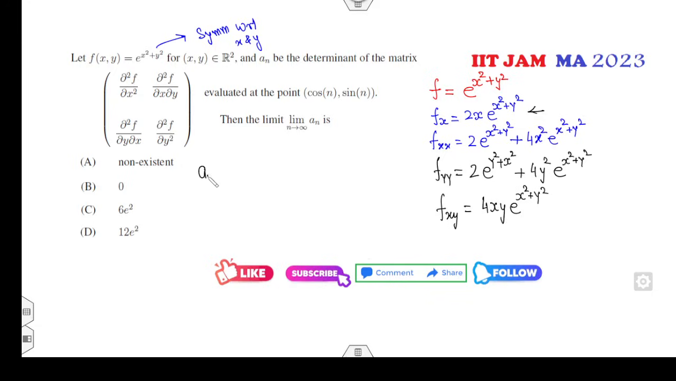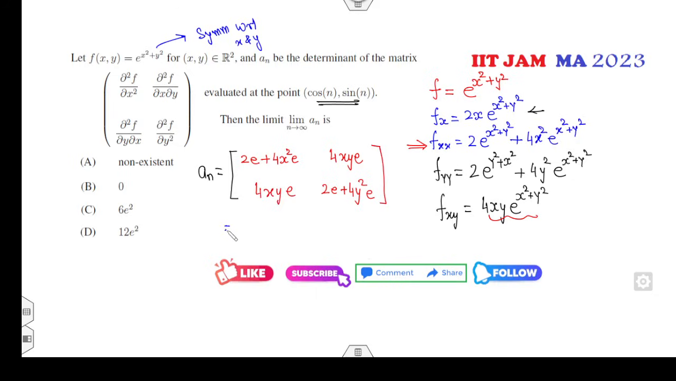Now you can substitute the value. What is the value of the a? At the point cos and sine, what is the value of the second derivative? e raised to power cos square plus sine square is 1. It is 2e plus 4x square e. Similarly, it is 2e plus 4y square e, and this value will be 4xye, 4xye. I will substitute the value of the x and y.